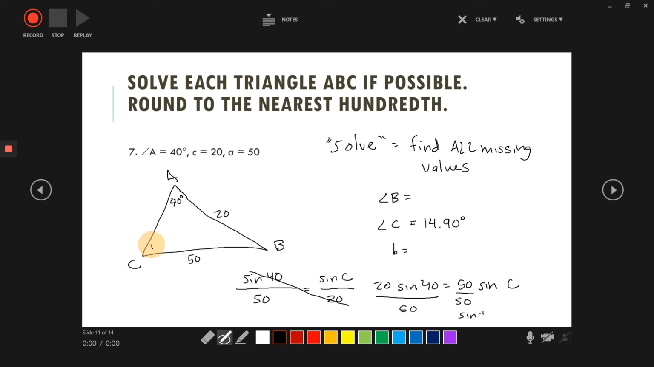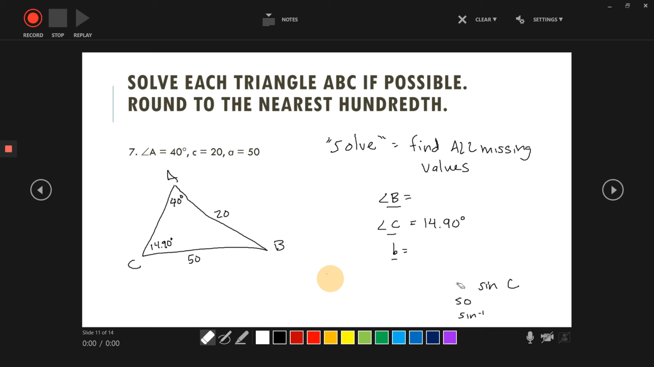All right, so 14.90. I like to label it on my picture so I can clearly see, or else at least always write out what you're trying to solve for, right? Write angle B equals, angle C equals, B equals, so you don't accidentally miss something that you were supposed to solve for. All right, I'm going to erase this to make room. Okay, so let's solve for the next part.